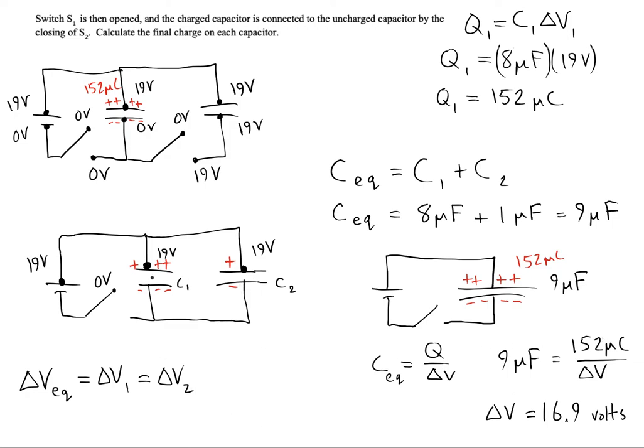What we can do now is subtract to find out what potential the negative plate is at. If our delta V is 16.9 volts and our positive plate is at 19 volts, then let's just subtract. And we get that our negative plate is at a potential of 2.1 volts. And that's going to be in common for both of them because they're in contact and they're in electrostatic equilibrium.